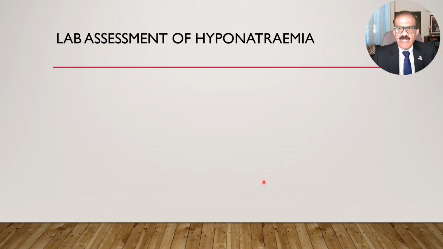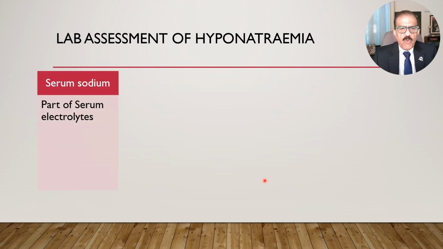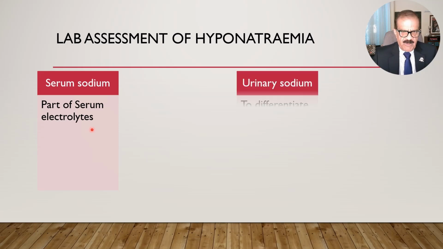So after clinical assessment, we'll go for laboratory assessment. First of all, of course, we receive the report of serum electrolytes. It's a part of serum electrolytes. We get serum sodium, and you notice that the sodium is below 135. So the suspicion of hyponatremia is raised. This could be true hyponatremia or could be pseudo hyponatremia.